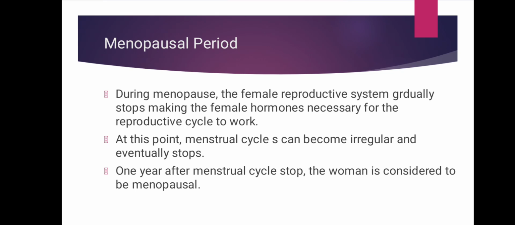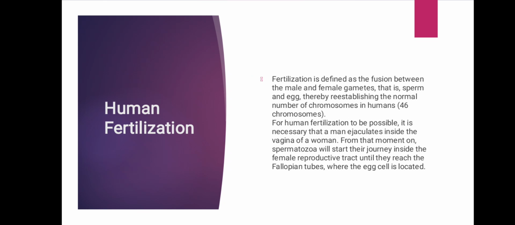During menopause, the female reproductive system gradually stops making the female hormones necessary for the reproductive cycle to work. At this point, menstrual cycles can become irregular and eventually stop. One year after the menstrual cycle stops, the woman is considered to be menopausal.